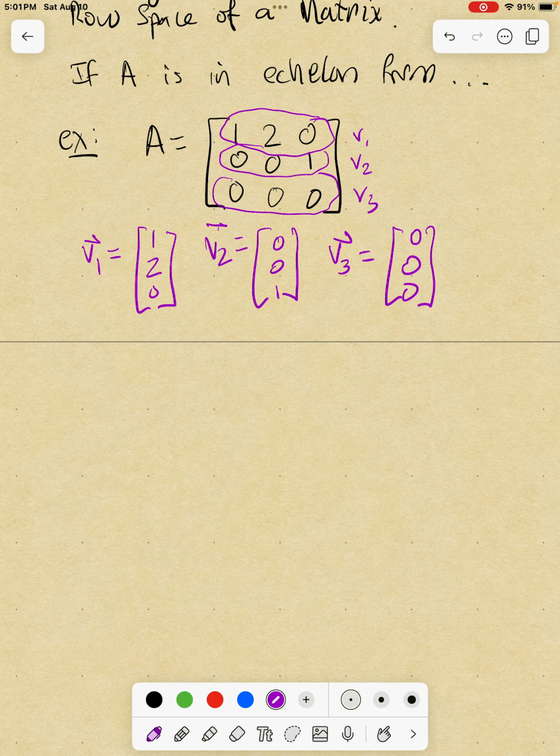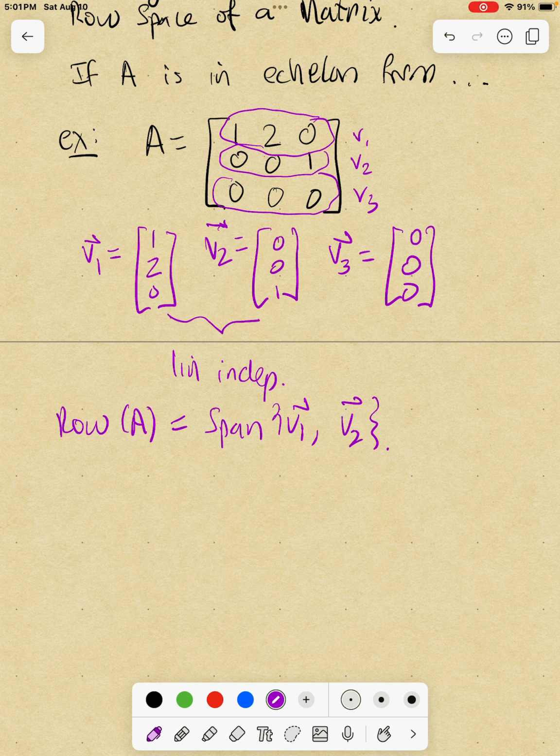Well, if you look at these, these 2 are obviously linearly independent, and this third one just doesn't contribute anything to the span. So the row space of A is the span of V1 and V2. Well, in general, by definition, it's the span of V1, V2, and V3. But V3 is a 0 row, so it's just the span of V1 and V2.